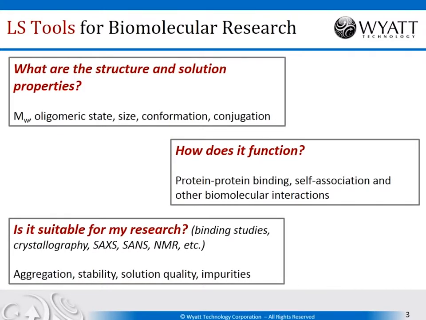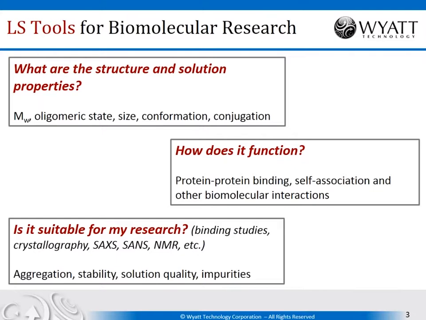So in the course of your biomolecular research, if you're producing proteins and other biomolecules, you need to ask certain questions of those samples, and you need to know the structure and solution properties, the molecular weight, the native oligomeric state, if the protein is glycosylated, to what degree. Sometimes you need to know information about its conformation. How does it function? So how does it interact with itself and with other proteins?